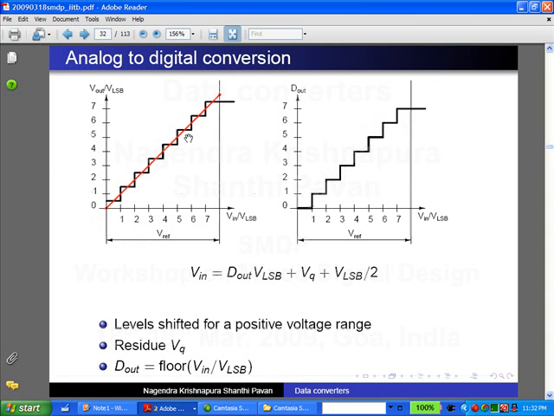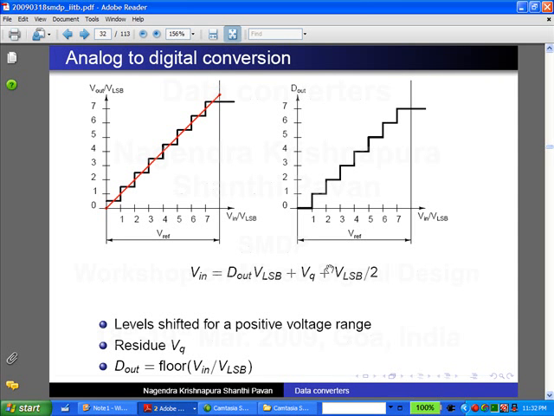So this is what I have on the left side. On the right side I have the y-axis. As you see here it is voltages and here it is numbers 0 to 7. I'll say that the number 0 corresponds to the first segment, number 1 corresponds to the second segment, and so on. And this is the relationship between the input and the D out, and there will be some quantization error added to it.